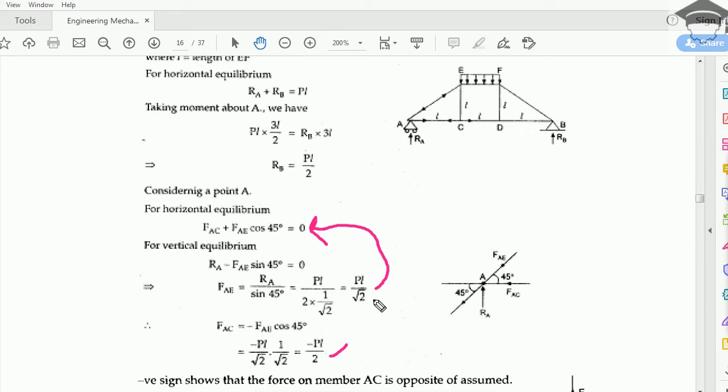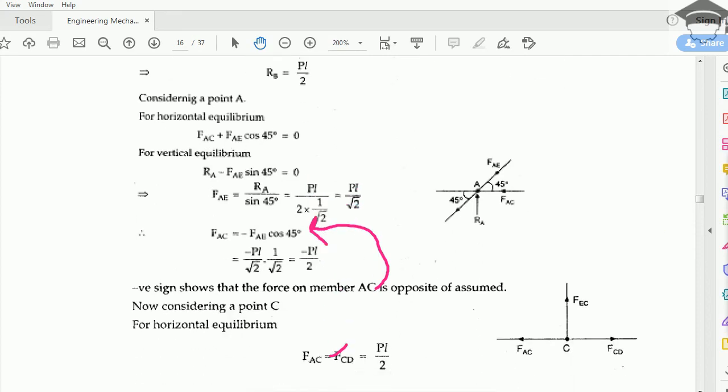Okay, so now you have finally the force that is required in this member AC, PL by 2. Now this is the method of joints. We are going joint by joint. So now you are balancing the forces at point C. At point C, one force is upwards, that is EC, one force is on this side, CD, and one force is on this side, AC.